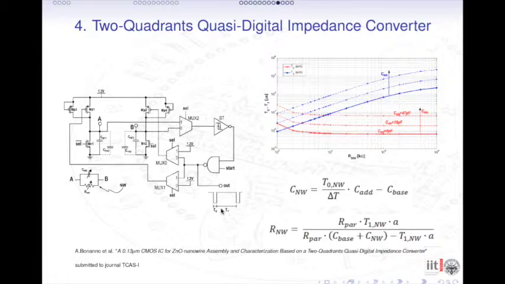So the output signal of this circuit is a square wave with characteristic time values T0 and T1, the time at 0 and the time at 1 of the signal. The time at 0 is proportional to the capacitance of the nanomaterial, and the time at 1 is proportional to the resistance and capacitance of the nanomaterial. Using these two values, we can distinguish the resistance and the capacitance variation.